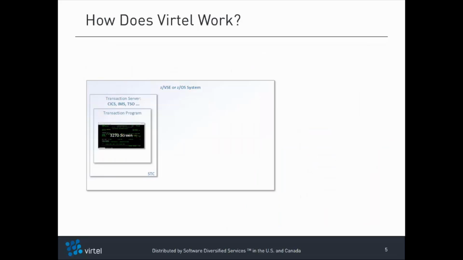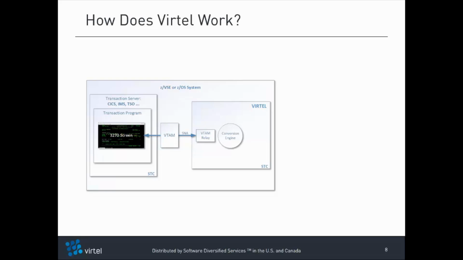So how does Virtel work? A transaction server runs under z/OS or z/VSE. The transaction programs interface with users via 3270 screens. Those screens are exchanged with the users via VTAM SNA connections. Virtel runs as a started task on the z/OS or VSE system. It intercepts the VTAM SNA connections using a VTAM relay.